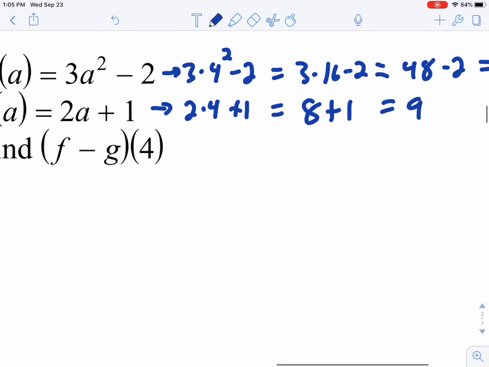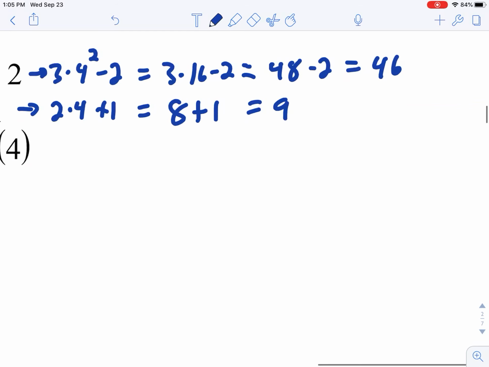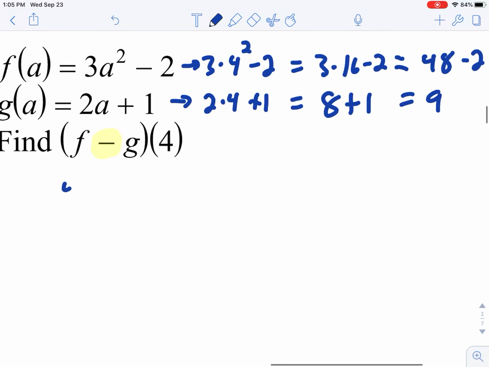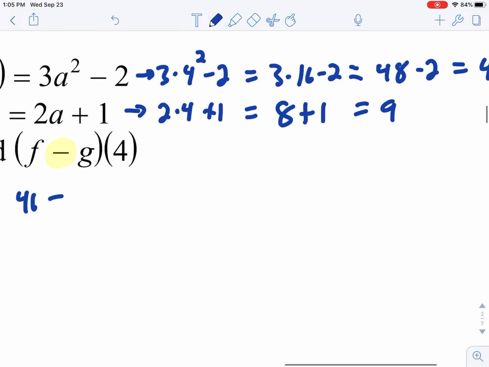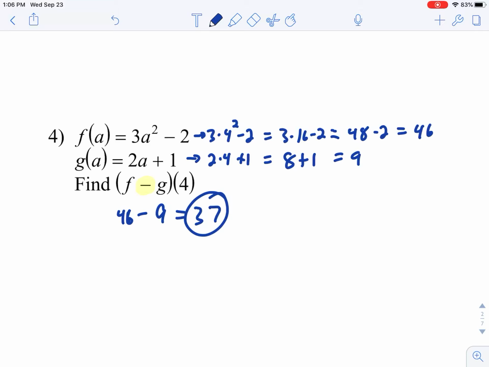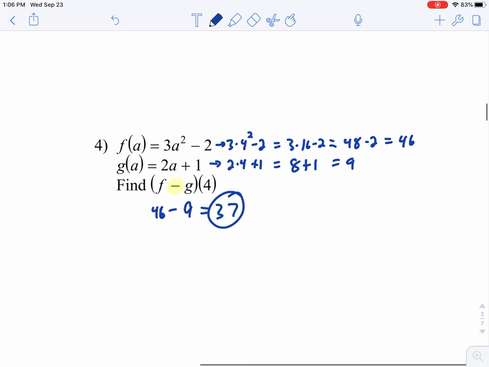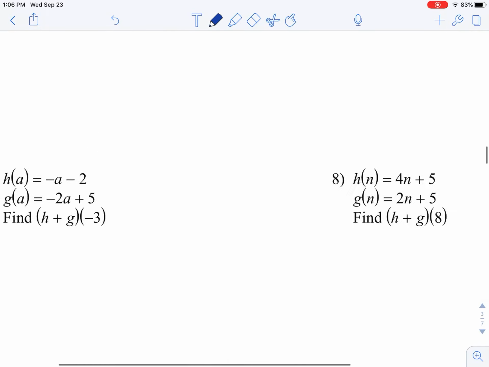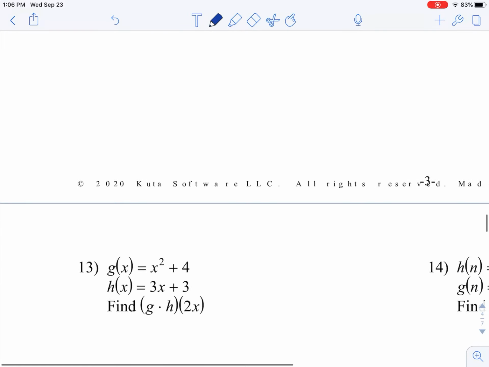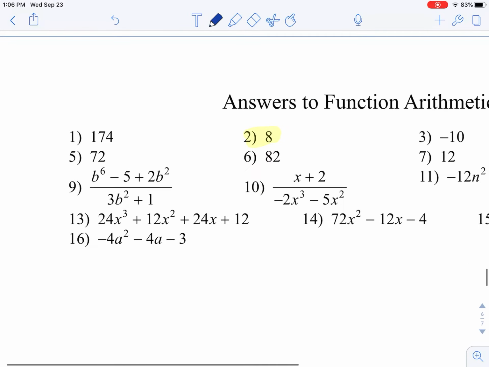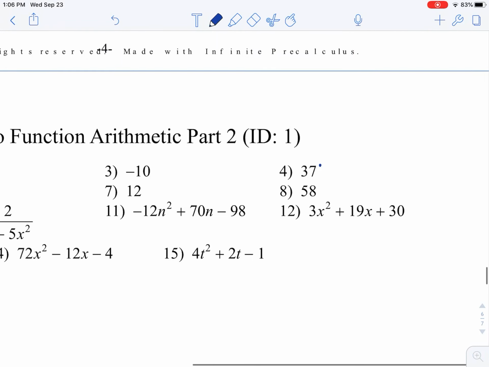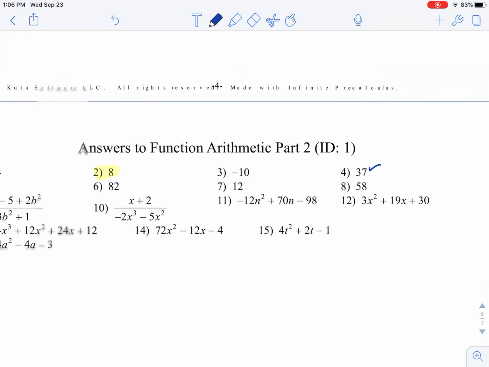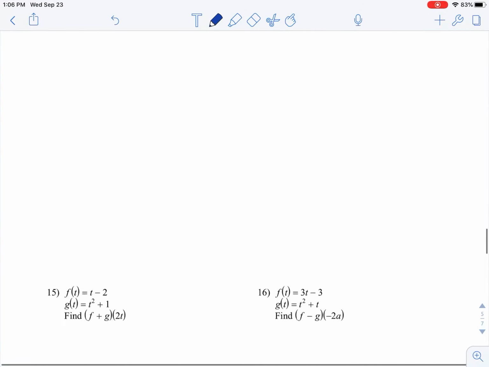Now I need to do f take away g. So f is 46. I'll write it over here. 46 take away 9. 46 take away 9 is 37. I'm just doing mental math, trying to be quick about it, but if you're using a calculator, maybe even easier. What am I doing? I'm trying to check number 4. I got 37 right there. So no problem.